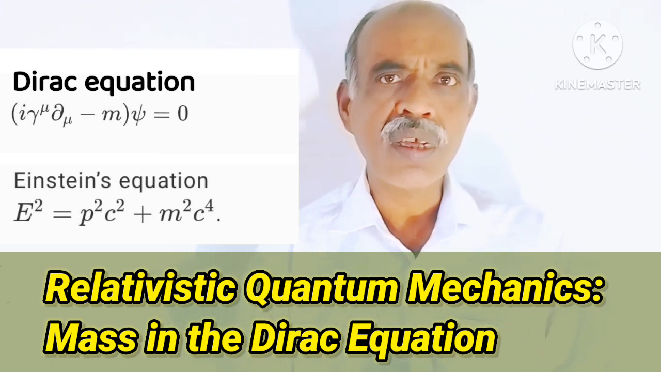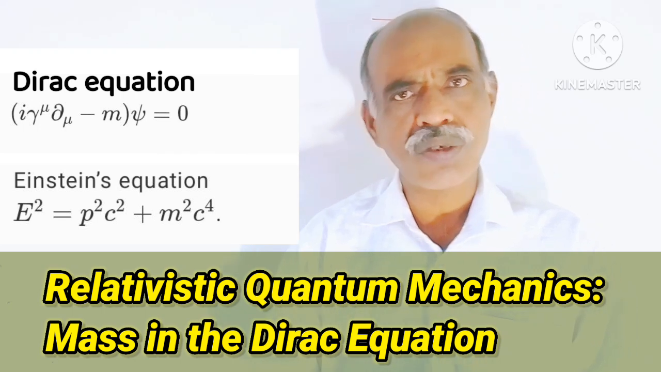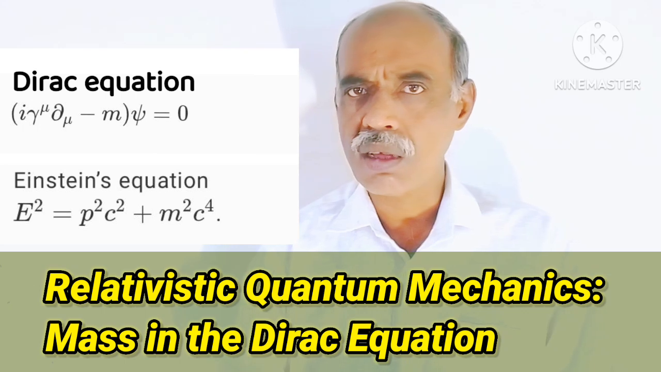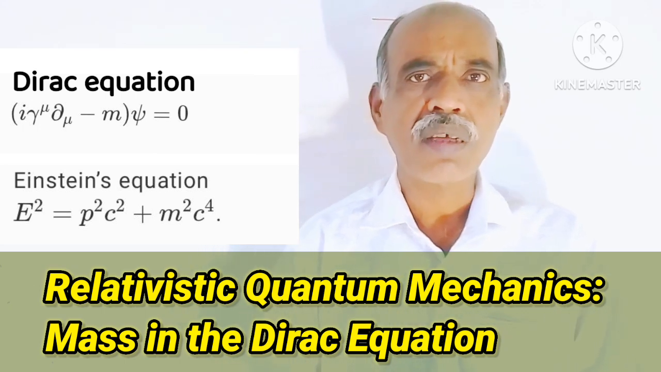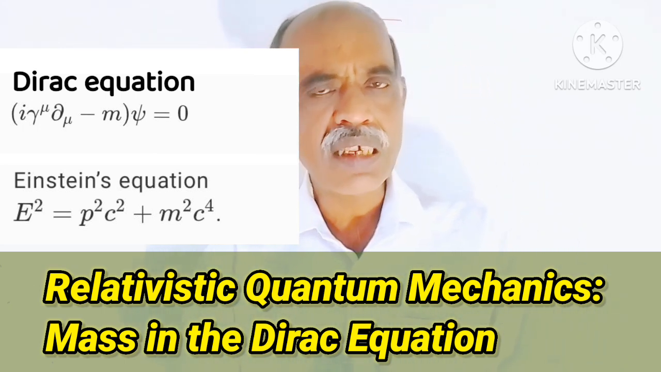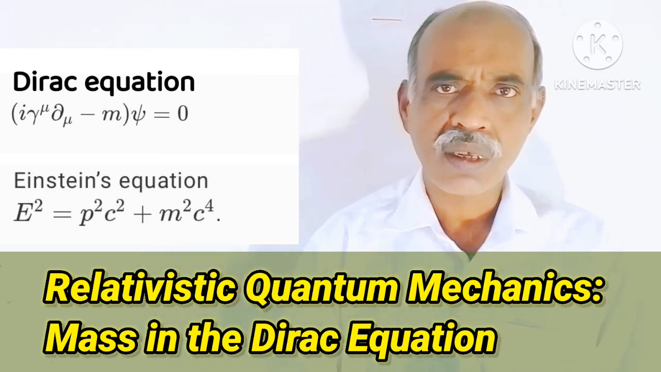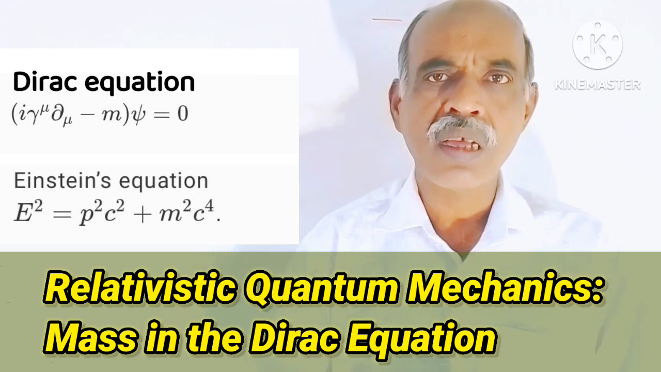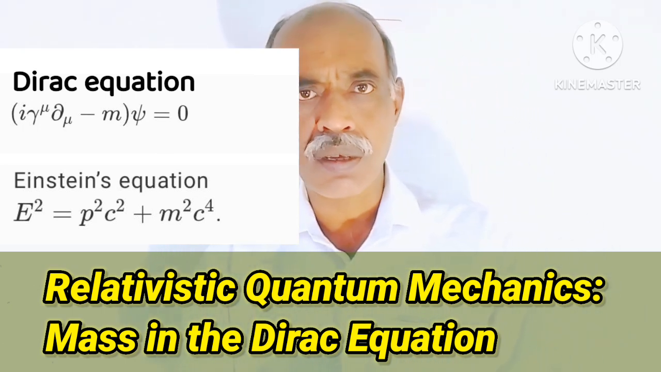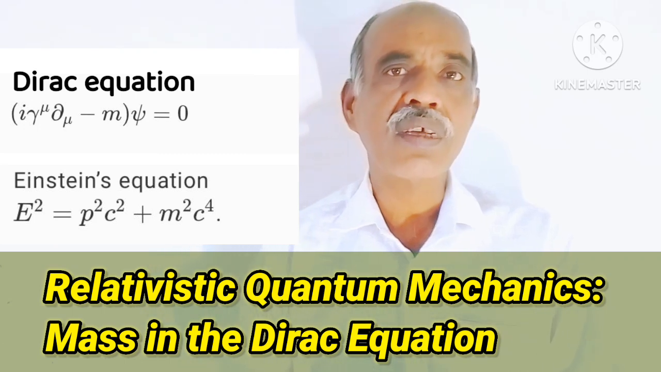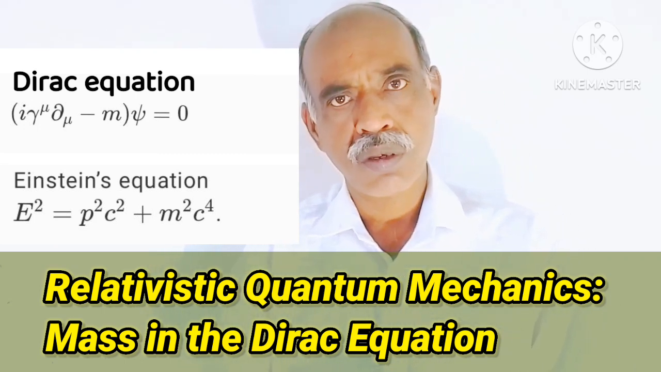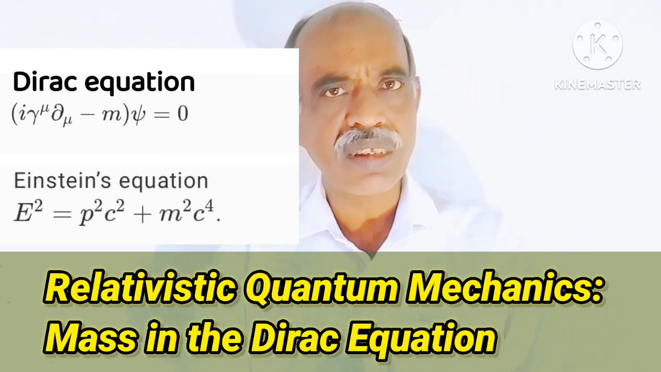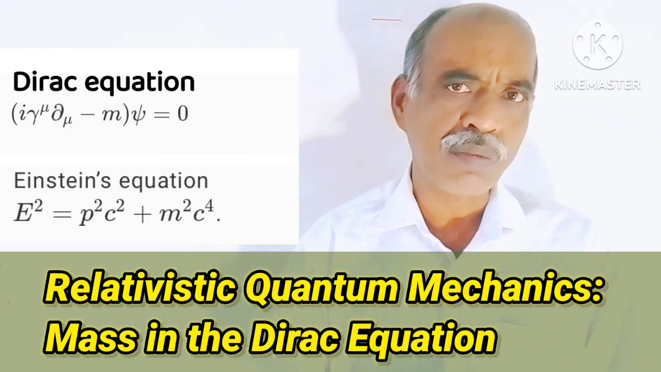This is the Dirac equation, and the algebraic form of the equation in a special case is E squared equals p squared c squared plus m squared c to the power 4, where c represents the speed of light in vacuum, m is the mass of the particle, p is the momentum of the particle, and capital E represents the energy of the particle. So you can see that E squared is equal to p squared c squared plus m squared c to the 4.